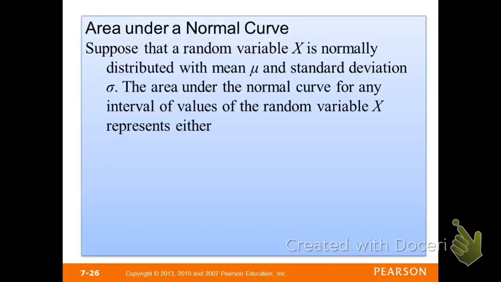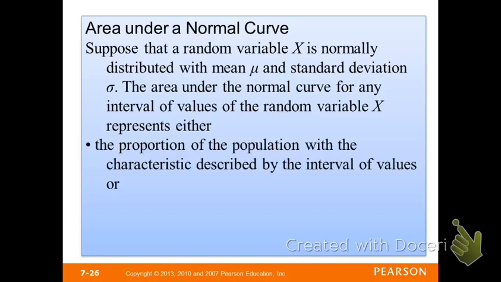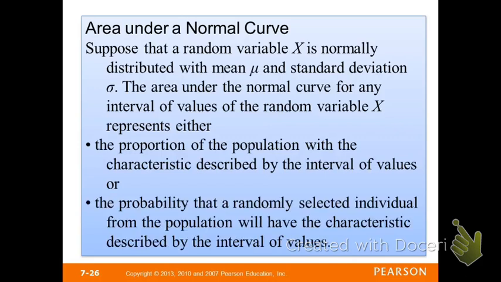Okay, area under a normal curve. Suppose that a random variable x is normally distributed with mean mu and standard deviation sigma. The area under the normal curve for any interval of values of the random variable x represents either the proportion of the population with the characteristic described by the interval of values, so you could interpret it as that, or the probability that a randomly selected individual from the population will have that characteristic. So we can interpret that either way.